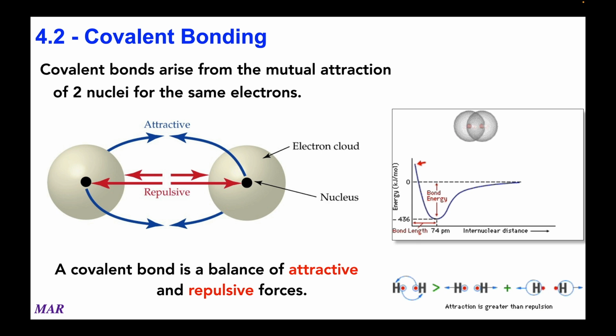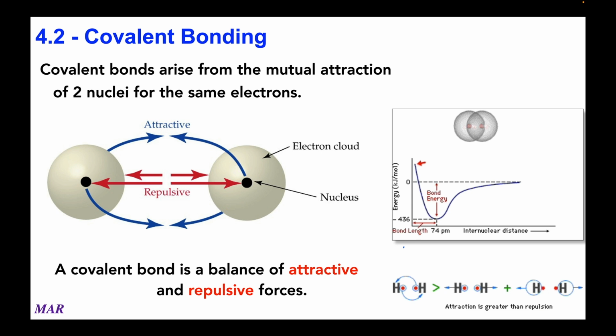But there are also repulsive forces, because electrons don't want to be next to each other, and the nuclei don't want to be next to each other. So it's a combination of these forces that has to be overcome if you're going to make a covalent bond. What this means is that sometimes covalent bonds just won't form. You're going to have more repulsive forces than attractive forces, and it's just not going to happen.